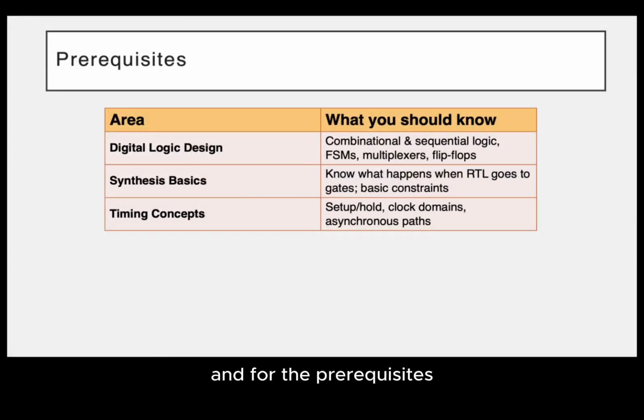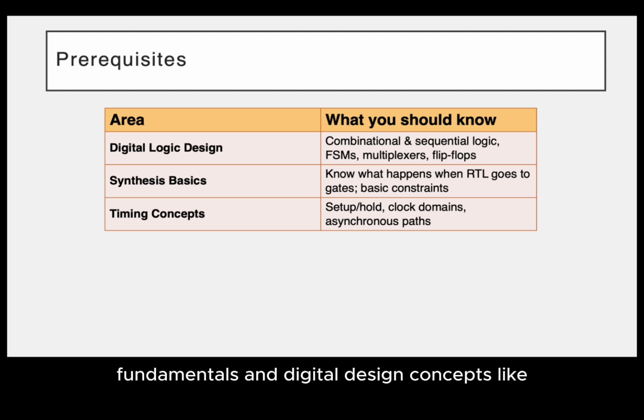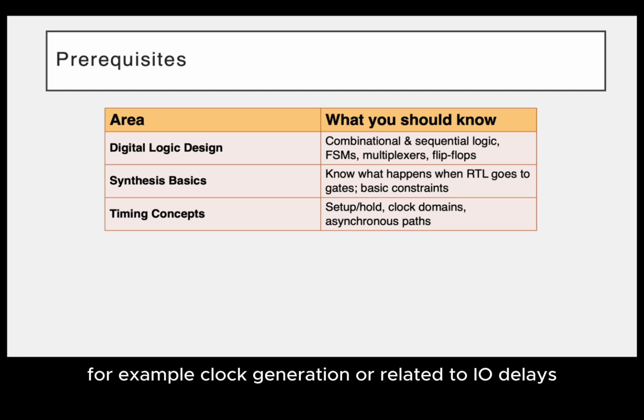And for the prerequisites, I would recommend that to get the most out of this course, you should have a basic understanding of digital design fundamentals and digital design concepts, like for example logic gates, flip-flops, multiplexers, finite state machines. And from the synthesis point of view, I would recommend that you know the basics of synthesis, like what happens when we have RTL code and it becomes a gate level netlist, and what are the basic constraints we use during synthesis, like related to, for example, clock generation or related to IO delays.